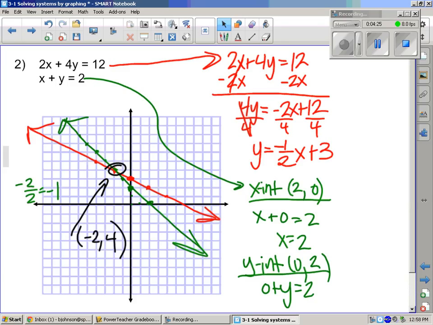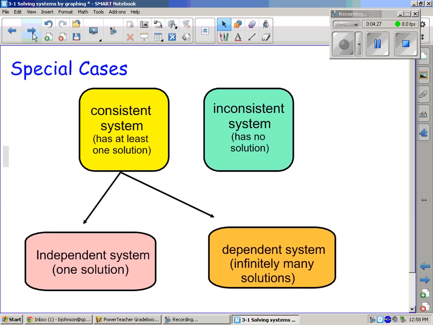All right, there are some special situations. I picked all lines that crossed, and they crossed once, and nothing crazy was happening, but that is not true for all lines. So I've got a little graphic organizer here to help you categorize your lines. You're going to have some questions in your assignment that ask you to categorize these cases without necessarily graphing them. So you have two choices.